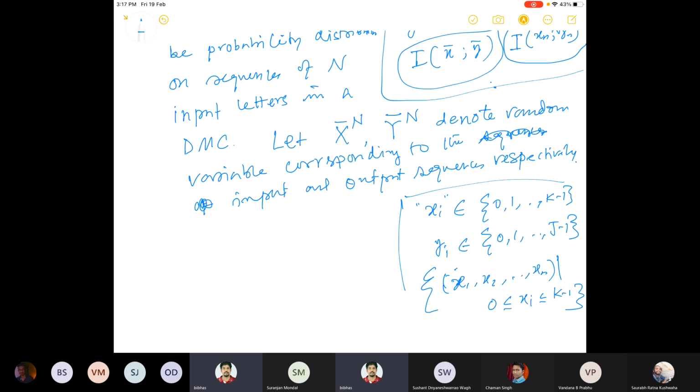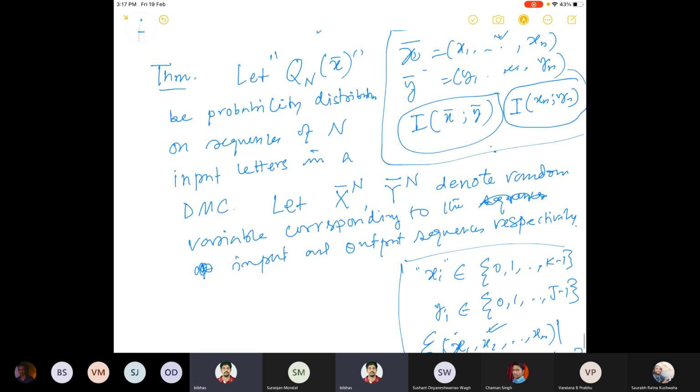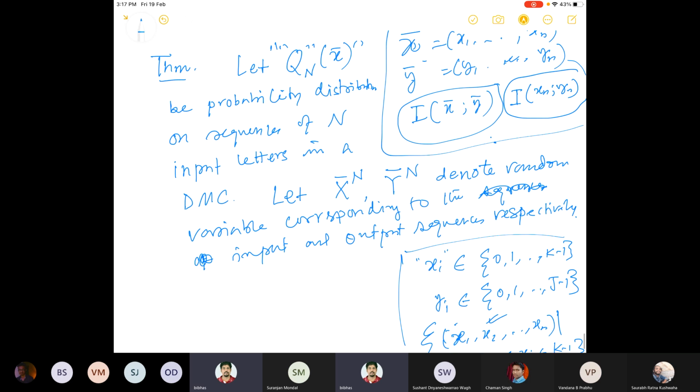So these are all possible inputs. Then it also should have a probability distribution, meaning these are all the sample points for your sequence, for your inputs. So there must be a probability distribution associated with this sample space, and that probability distribution is defined by Qn. Okay, that's the first thing.